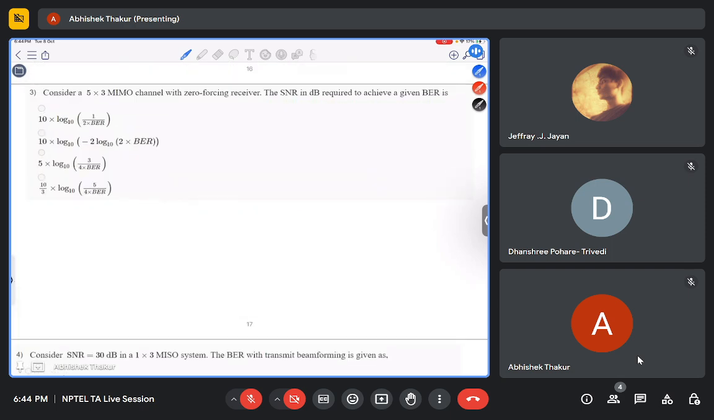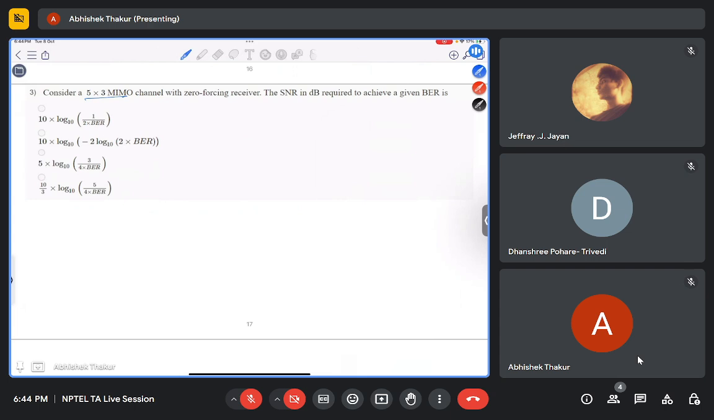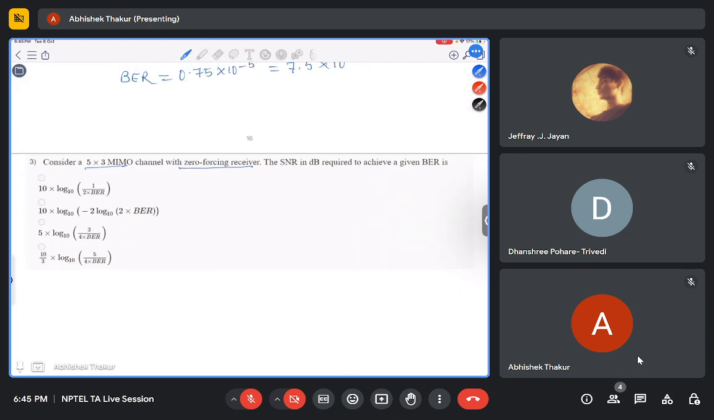So now coming to the third question. Consider a 5 cross 3 MIMO channel. It is given a 5 cross 3 MIMO channel with zero forcing receiver. The SNR in dB required to achieve a given bit error rate is. So we have to find the SNR in dB required to achieve the given bit error rate.